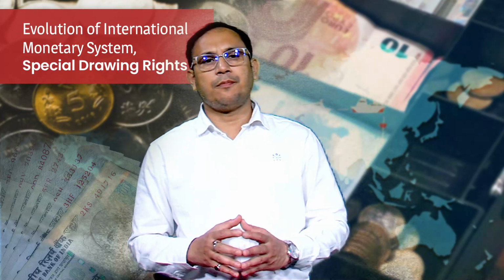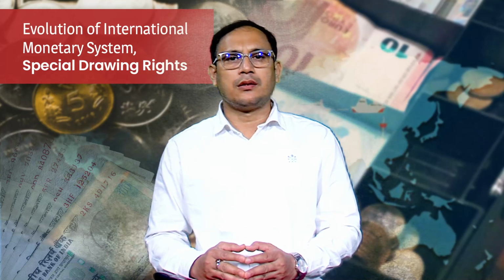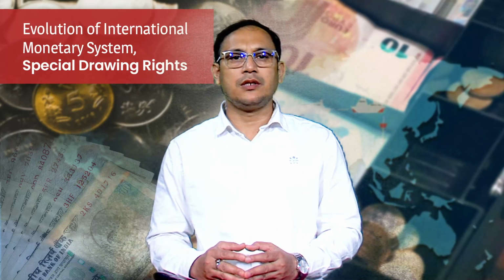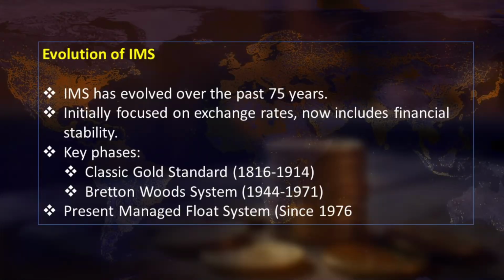Now, let me introduce how the international monetary system has evolved over the years. It has evolved over the last 75 years or more to adapt to changing global conditions. That is why it keeps on changing and incorporates lots of modifications. But despite the modifications, its core purpose has remained the same, that is to ensure financial stability and facilitate international trade.